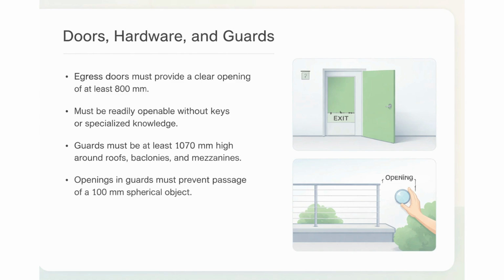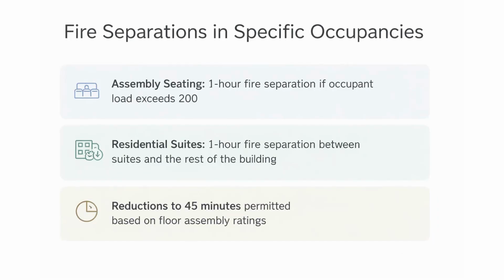Different occupancies require tailored fire separations. For instance, in assembly occupancies, seating areas holding more than 200 people need a 1-hour fire separation. Similarly, residential suites must be separated from each other and the rest of the building by a 1-hour rating, though this can sometimes be reduced to 45 minutes depending on the building's overall construction.